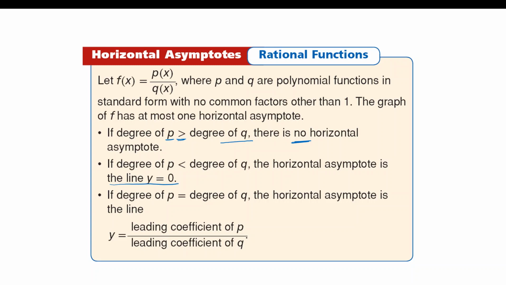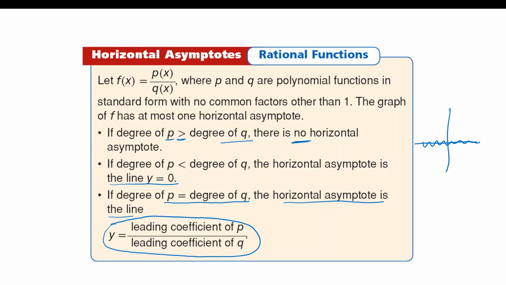If the degree of p is less than the degree of q, the horizontal asymptote is the line y equals 0, which would be just on our coordinate plane, just that y equals 0 at the axis. All right, if the degree of p is equal to the degree of q, the horizontal asymptote is the line where y is equal to the leading coefficient of p over the leading coefficient of q. So that ratio between the two is what your line is going to be. All right, so let's take a look at this.